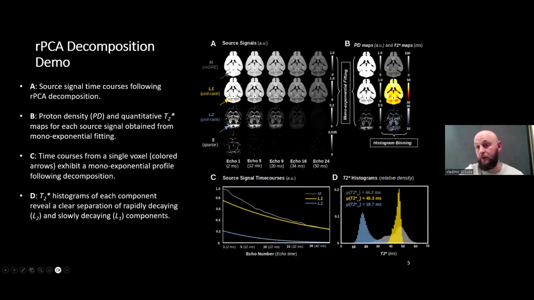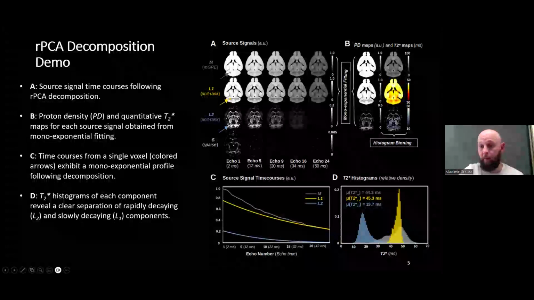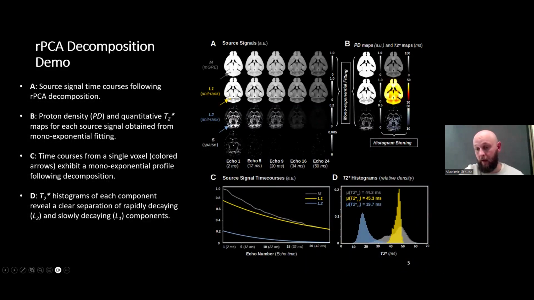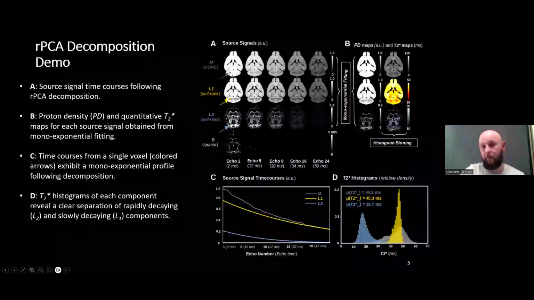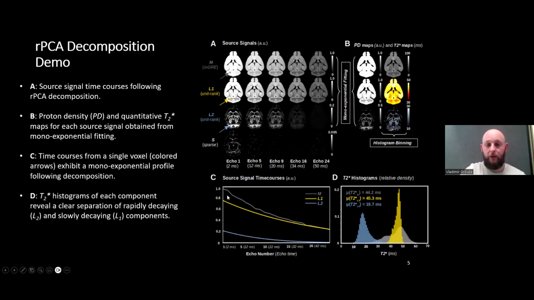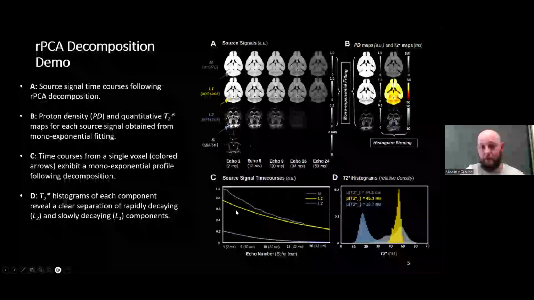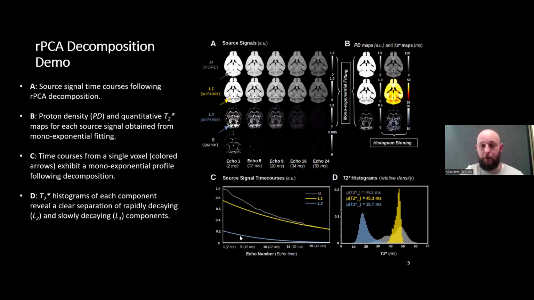And if we look at the actual T2 star maps outright, and bin them in a histogram, we can see that indeed this gray MGRE signal is split into these quite nicely defined slowly decaying and quickly decaying components. And then finally bringing it back to C, if you just pick a random voxel, in this case the cerebellar white matter, you can see that the time course of the signals also makes sense. They're nice and exponential. L2 decays faster than L1, and at later echoes, L1 and the original signal M converge, indicating that at a glance it looks like we're extracting some quickly decaying component here.